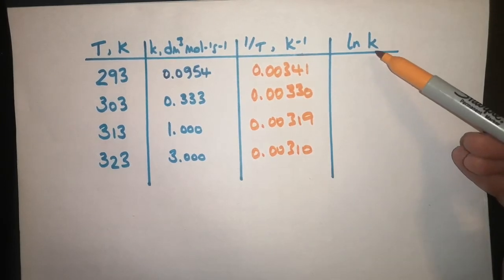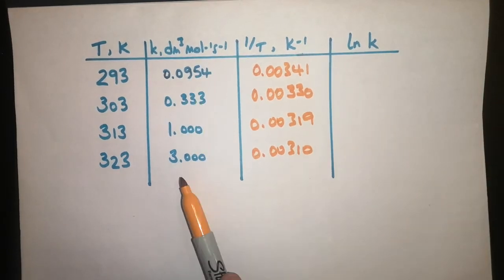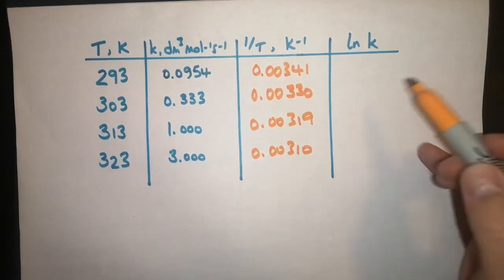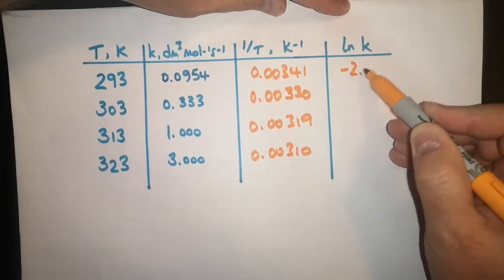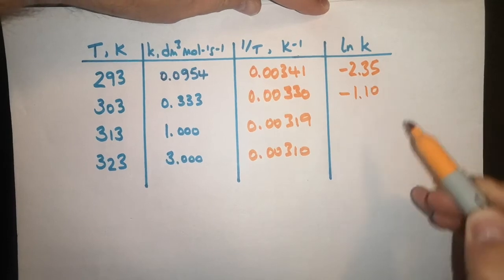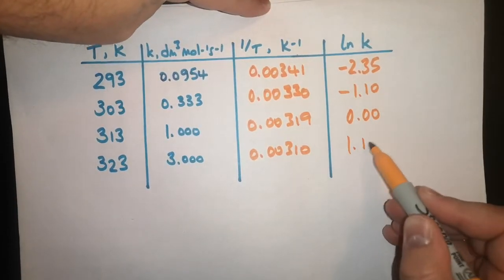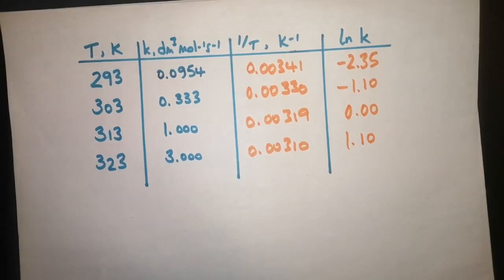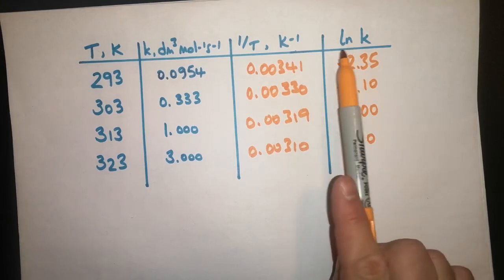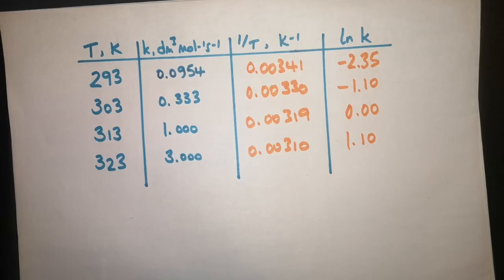Then calculating ln k, so ln is a button on your calculator, so you press that and then put these numbers in. Then you should get minus 2.35 for the first one, minus 1.10, exactly 0, and then 1.10. So now you can see how I've got values for ln k, the y value, and values for 1 over T, the x value. So now what we can do is plot those on a graph.